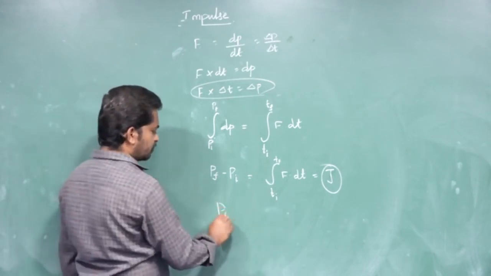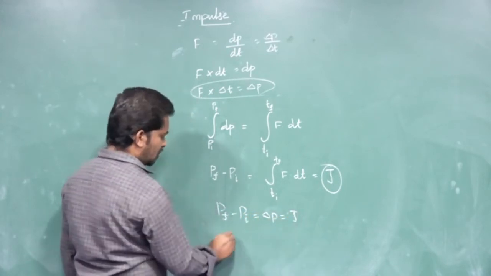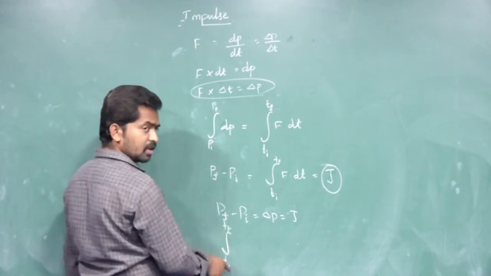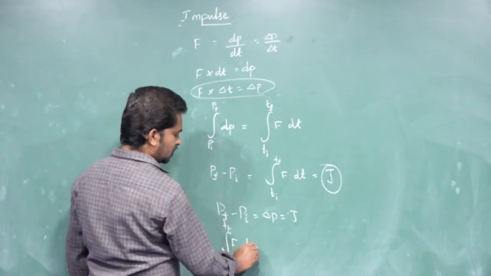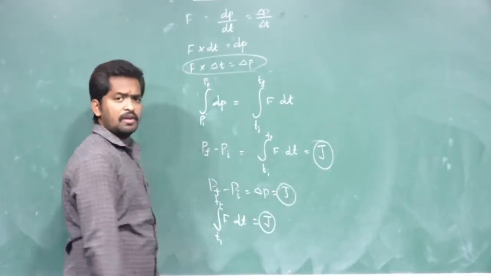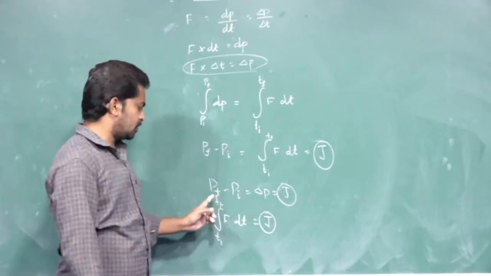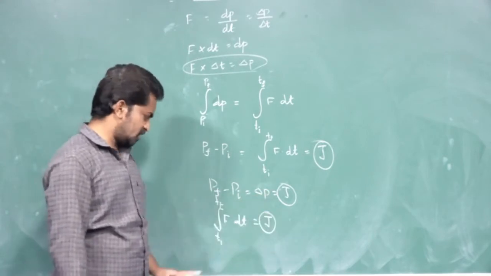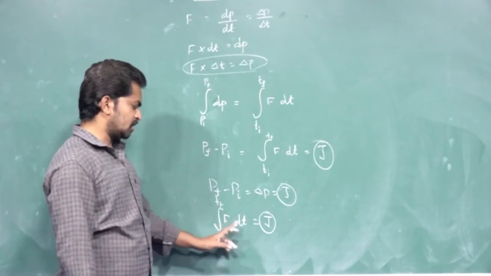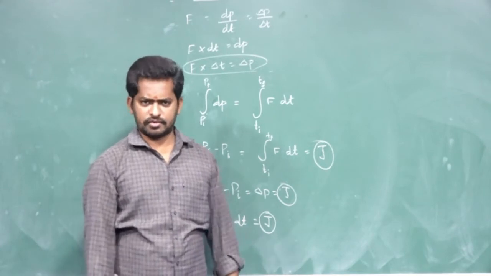Here PF minus PI is equal to del P, which is equal to J, or the integral from initial time TI to final time TF, varying with time, of F dt, which is also J, the impulse. We can write the equation in two ways: PF minus PI equals del P equals J, or the integral from initial time to final time of force into dt equals J, which is the impulse or impulsive force.